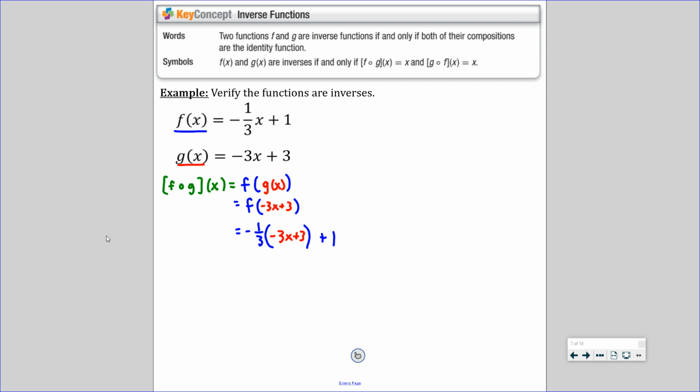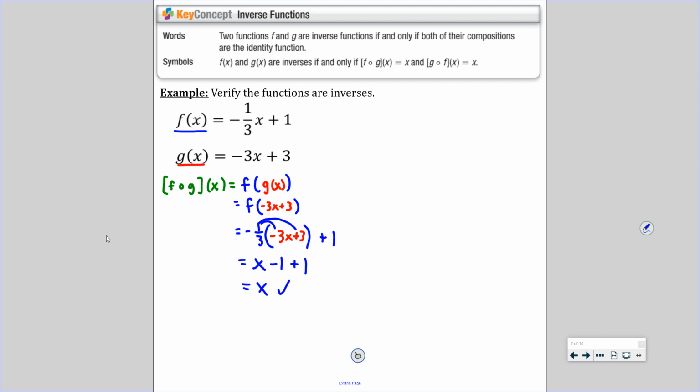So what's negative 1/3 times negative 3, folks? 1, so 1x. What's negative 1/3 times 3? Negative 1. So what's x minus 1 plus 1? x. Okay, that's good. That's what we need. That's basically showing that all the layers are inverse operations of each other. They undo each other, and we simplified it to just get x. Now we're not done because we also have to do g of f.